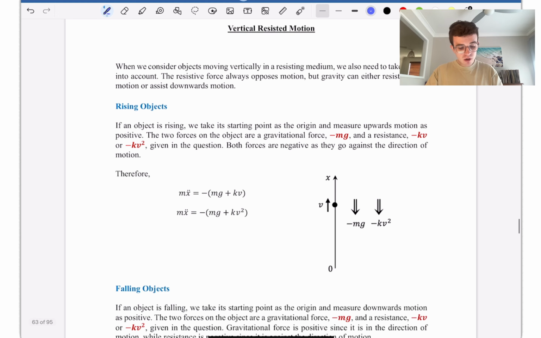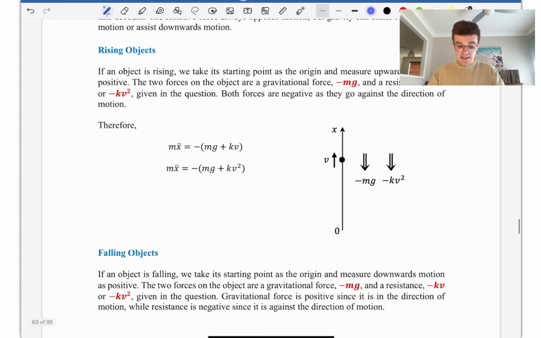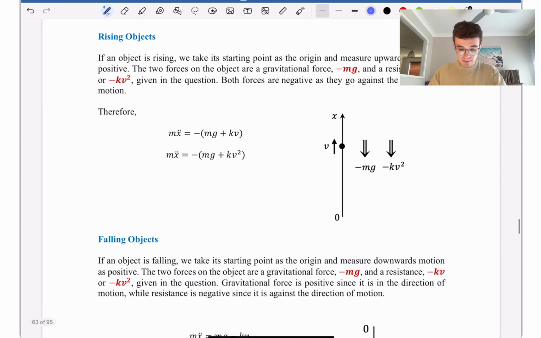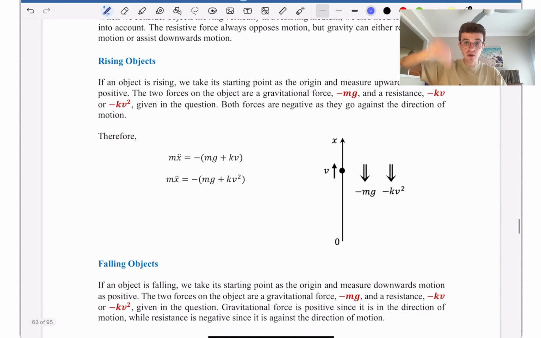So if an object is rising, we're going to take its starting point to be the origin and measure upwards as positive. Now the two forces are the gravitational force, which is going to resist its motion going up, and also the normal resistance force. Now, as we saw last lesson, our resistive force is going to be kv, which means resistance is proportional to velocity, or kv squared, which means resistance is proportional to the square of the velocity.